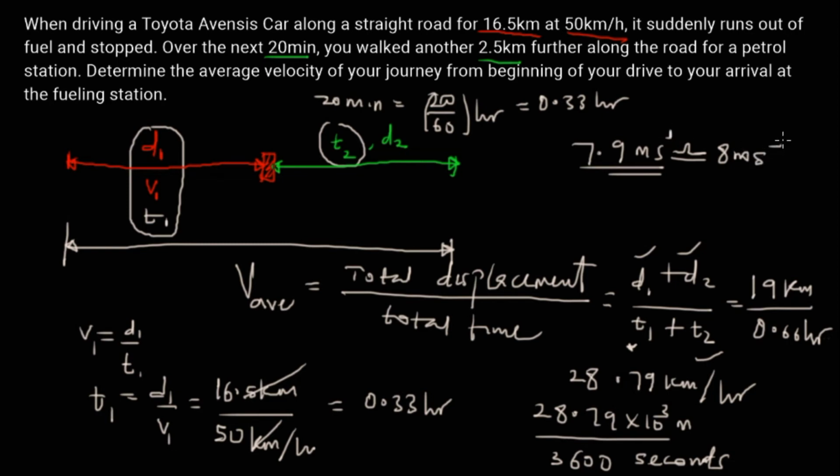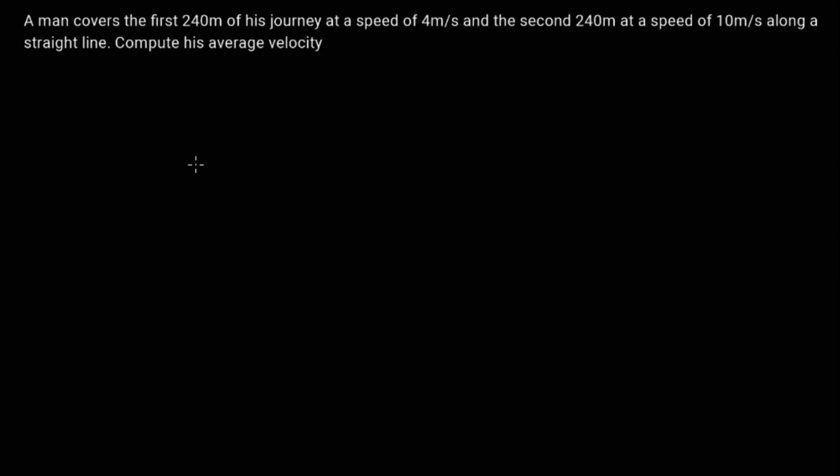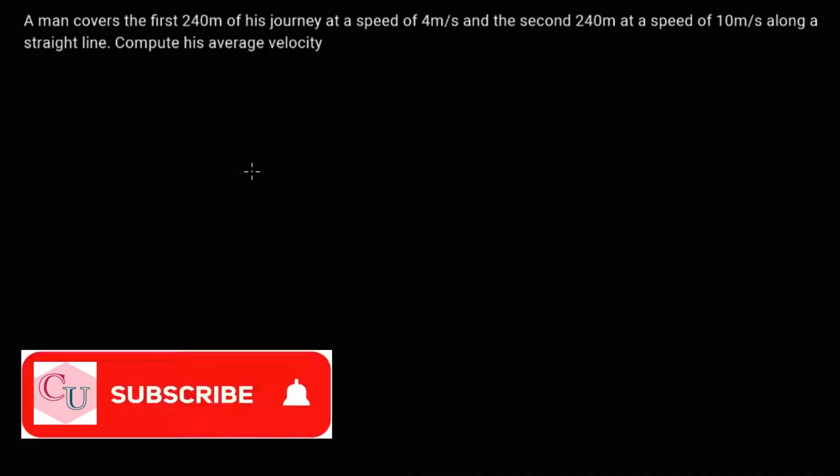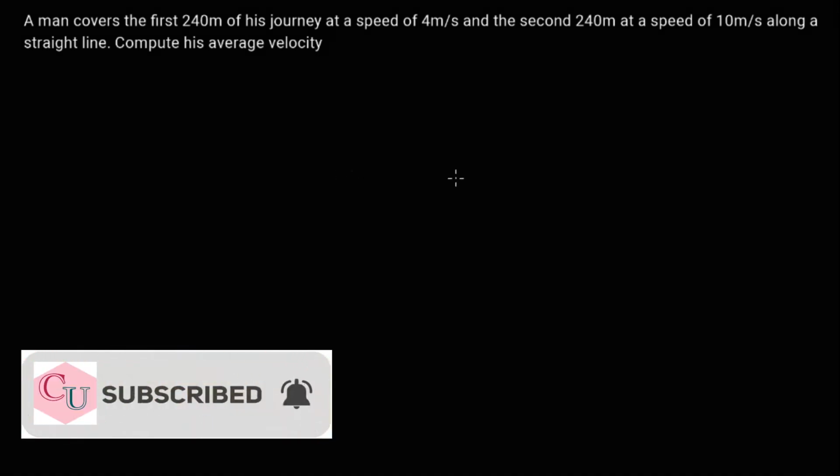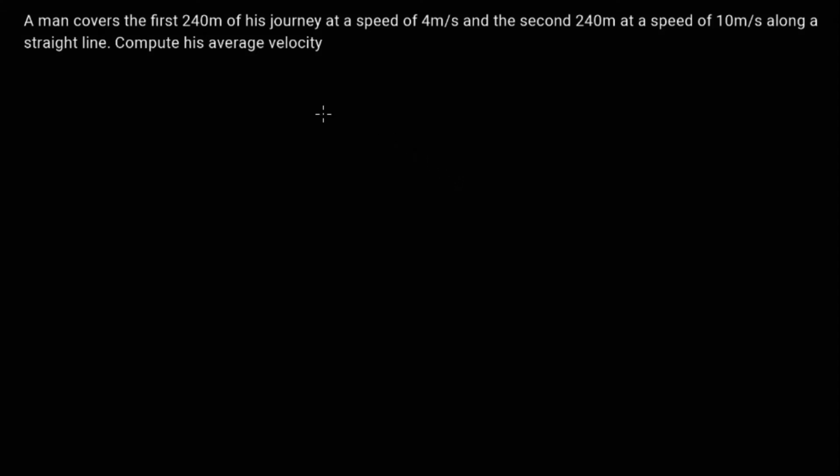8 meters per second. All right, a man covers the first 240 meters of his journey at a speed of 4 meters per second, and the second 240 meters at a speed of 10 meters per second along a straight line. Compute his average velocity. Average velocity is the total displacement upon the total time taken. I told you average is about every part of the motion. It considers all of the motions at once.